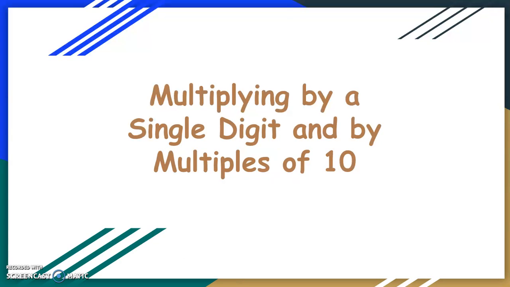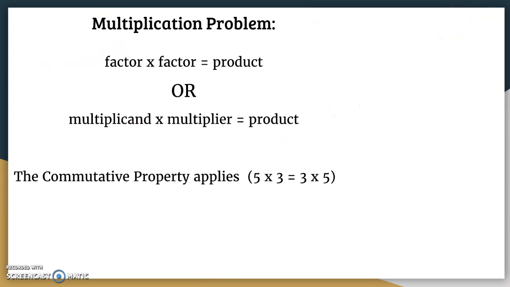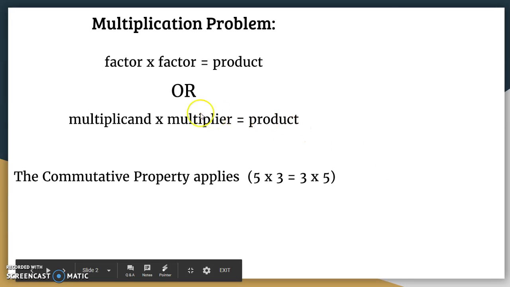Okay, so today we are going to review how to multiply by a single digit number and also how to multiply by a multiple of 10. So the first thing we're going to do is go back and talk about the vocabulary associated with the multiplication problem. Normally, we're going to be using the terms factor times factor equals the product.